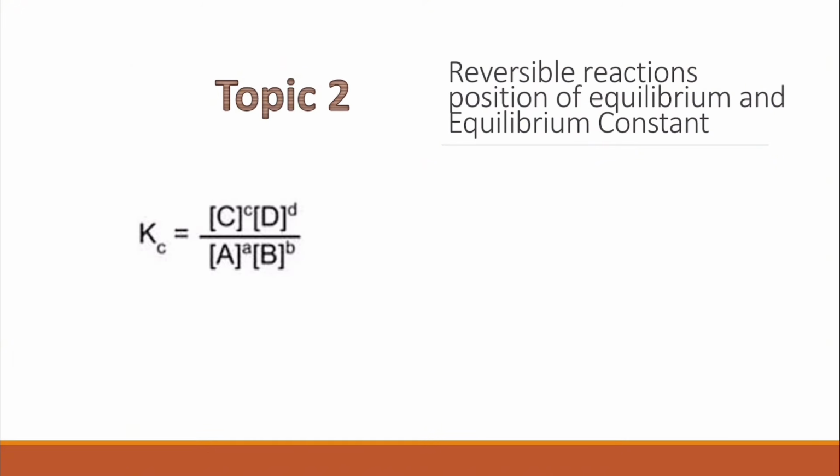The second topic is irreversible reactions, position of equilibrium and equilibrium constant. As I heard that there was nothing about gas equilibrium in Paper 1, it's very likely that in Paper 2 they will ask about the equilibrium constant Kc, because they use the exact same principle here and for the Kp. The only difference is in Kc we use the concentrations, in Kp we use the partial pressure. So this is the equation we're going to use for the calculation of the Kc.